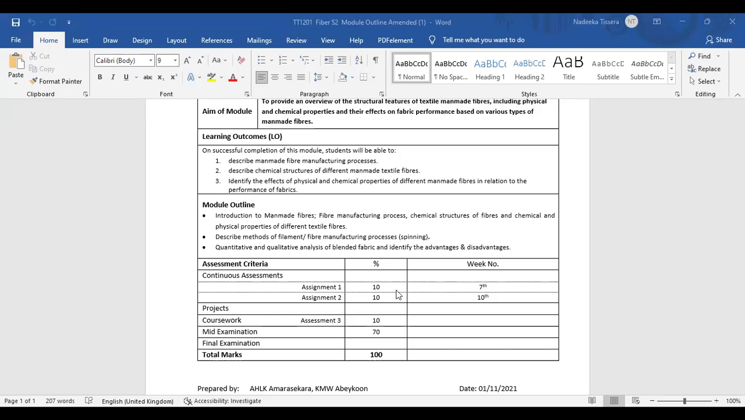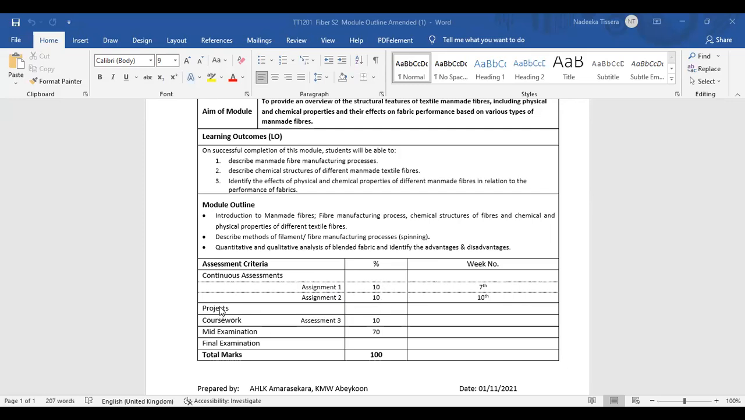By the 7th lecture, there would be the first assignment, and it will carry 10% of your mark. By the 10th lecture week, we are going to give you assignment number 2, and it will carry another 10%. So from the continuous assessment mark, 2 assignments will basically cover 20% of your mark.